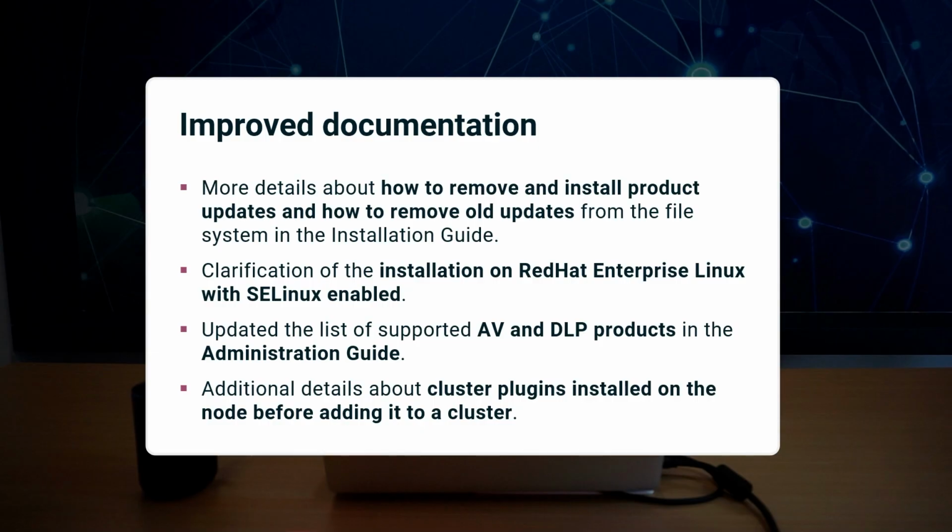We have been busy since the last delivery enhancing and improving the documentation set. Those updates include adding details about how to remove and install product updates and how to remove old updates from the file system in the installation guide. Improving the details for installation on Red Hat Enterprise Linux with Security Enhanced Linux enabled. Updating the list of supported AV and DLP products in the administration guide, and enhancing information about plugins installed on the node before adding it to a cluster.